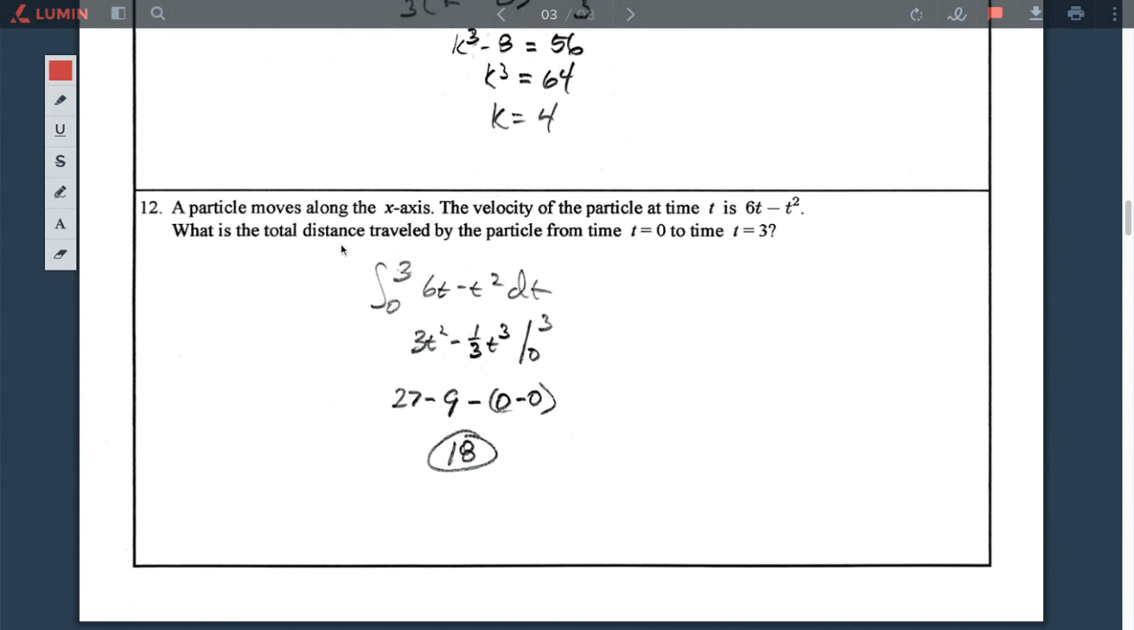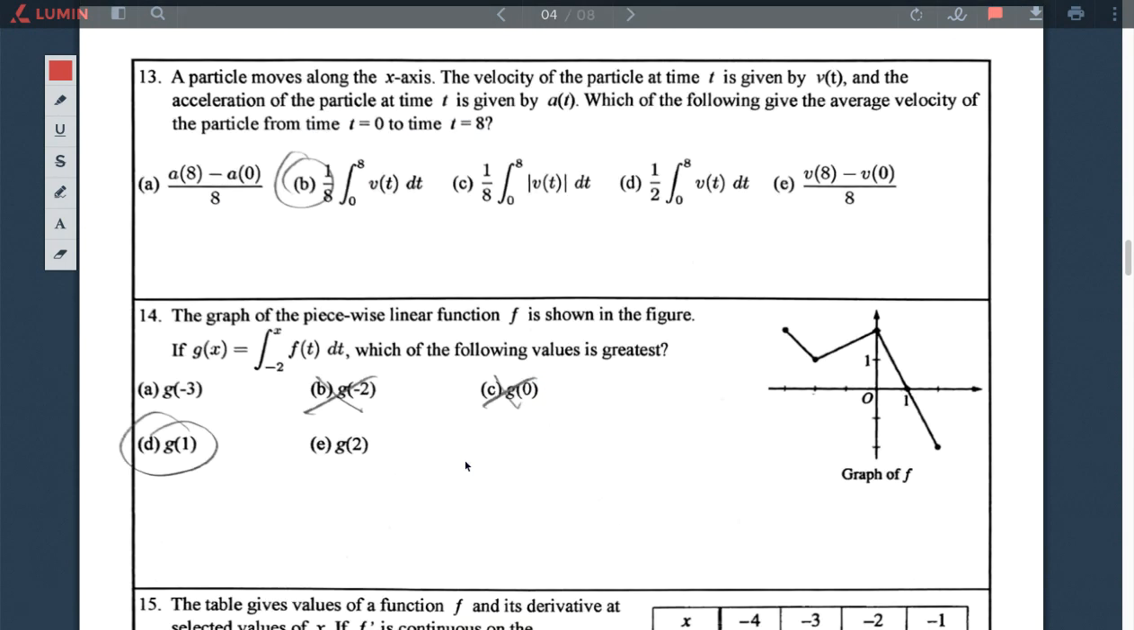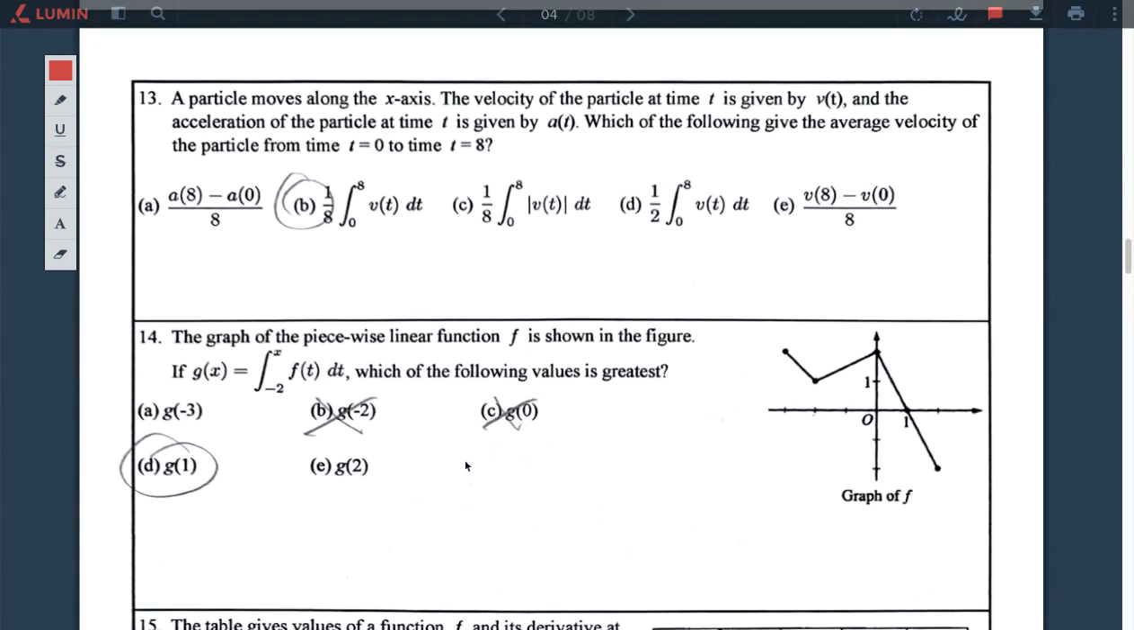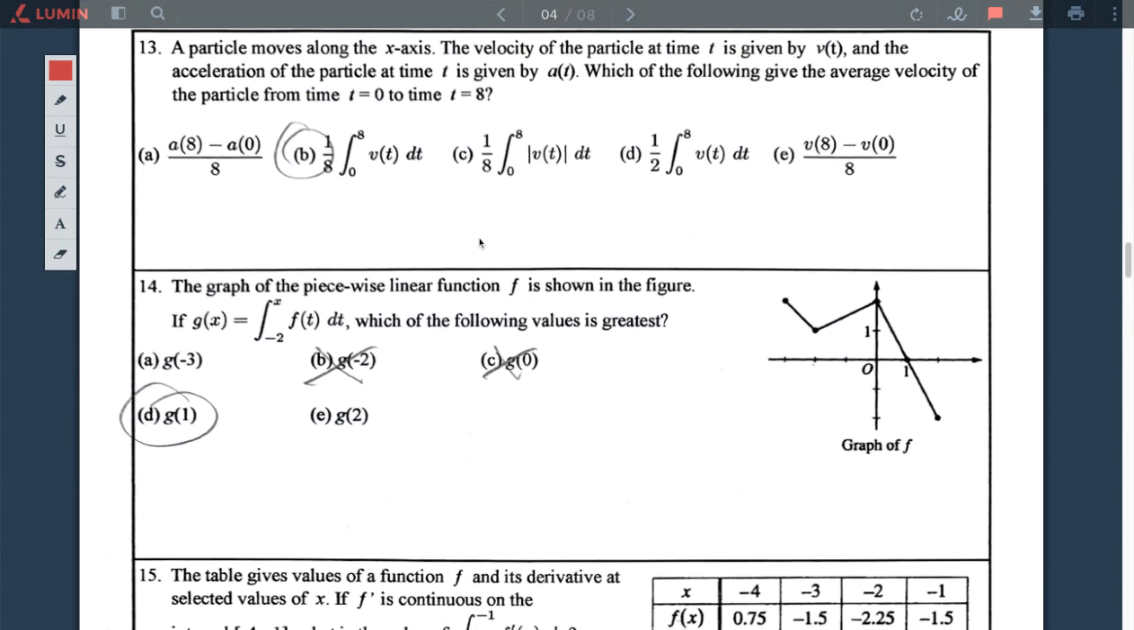12. We want the distance traveled, so we're talking about velocity. If I integrate velocity, I get distance. So we're going from 0 to 3. Integrate from 0 to 3, 6t minus t squared dt. Integrate, nothing fancy there. Plug in the 3, plug in the 0. We end up with 18. 13 we did in class.